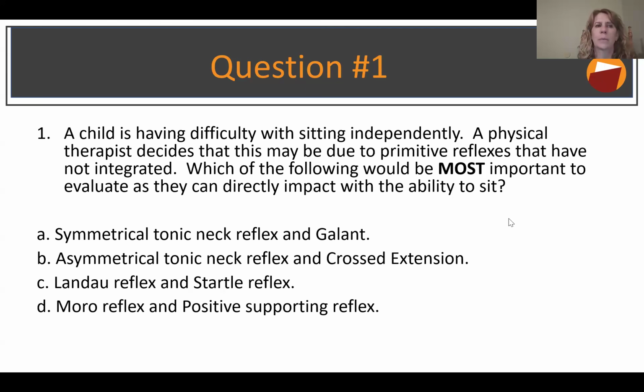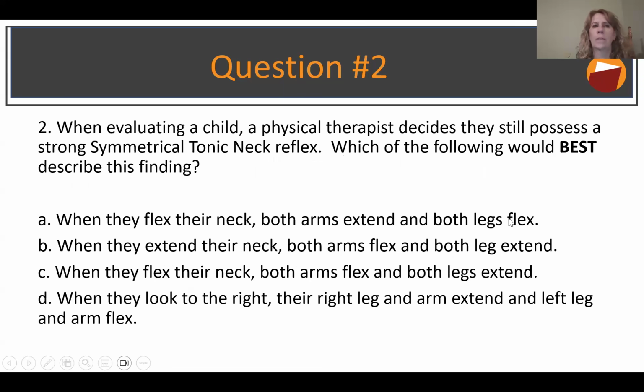All right, number 2. When evaluating a child, a physical therapist decides they still possess a strong STNR. Which of the following would best describe the finding?